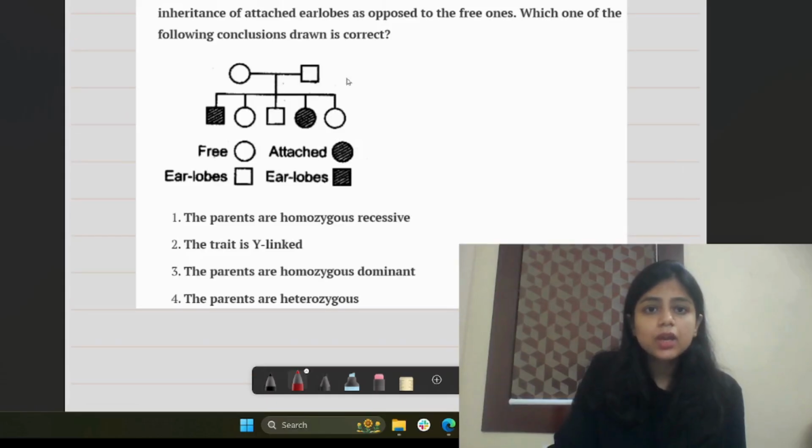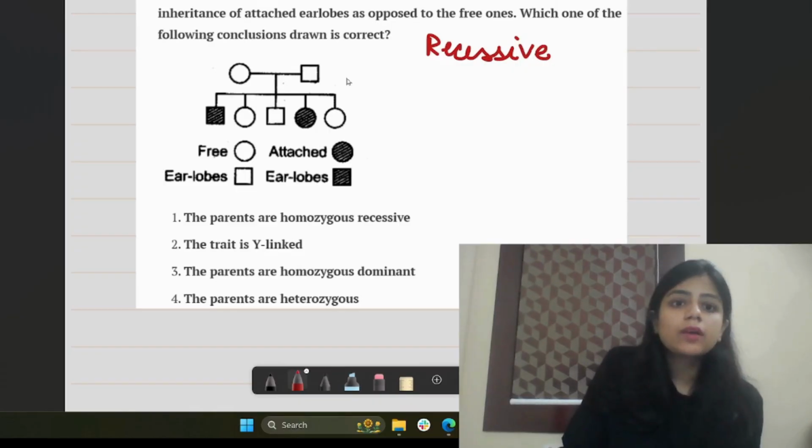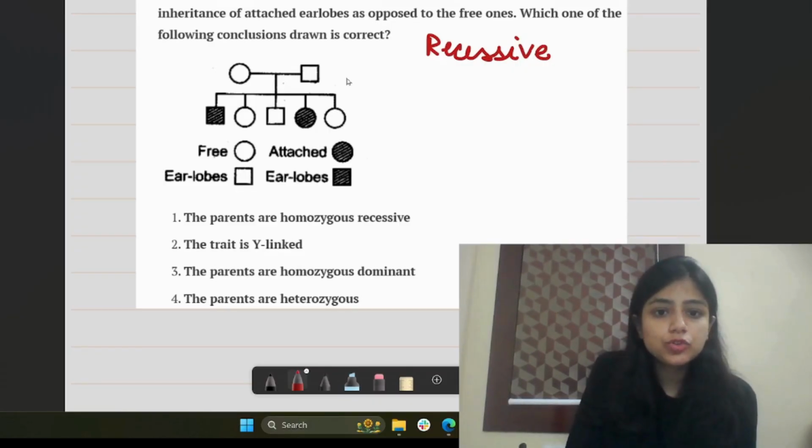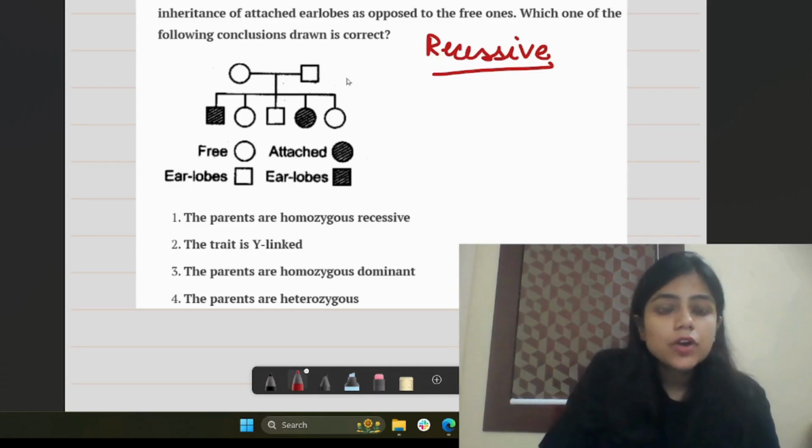Again, an easy question. Given below is a pedigree chart of a family with 5 children. It shows the inheritance of attached earlobes as opposed to free ones. Which of the following conclusions can you draw? You can see here there is a skipping of generation. That is why it has to be recessive, right? Now next what we need to know, it's a recessive, so whether it can be autosomal or sex linked. Let's see here. For the male to be affected, the female, right?